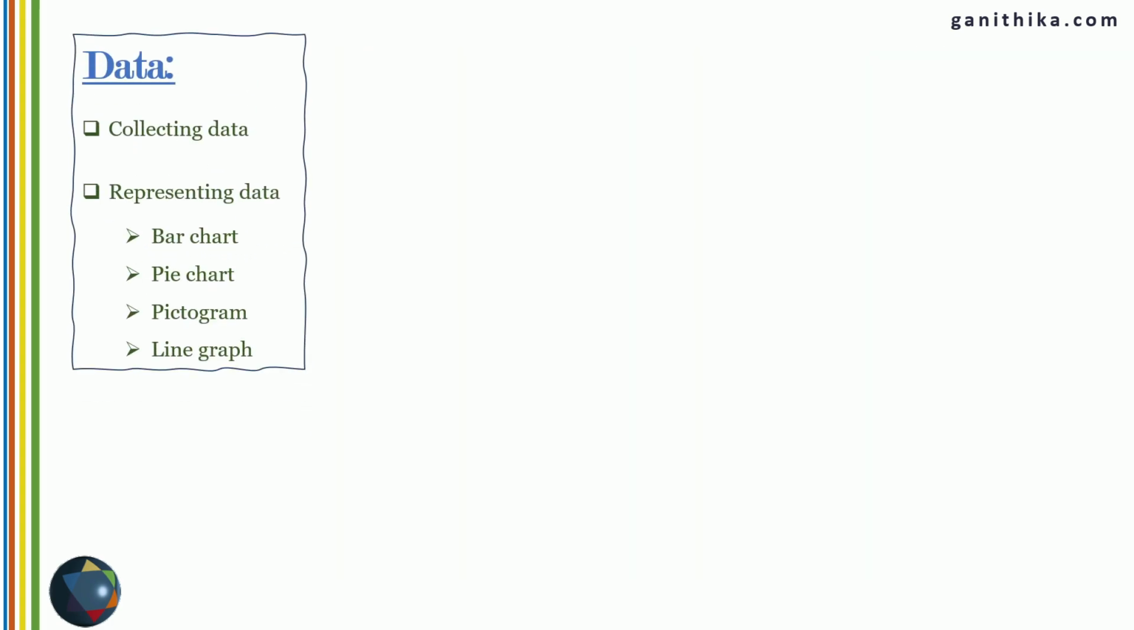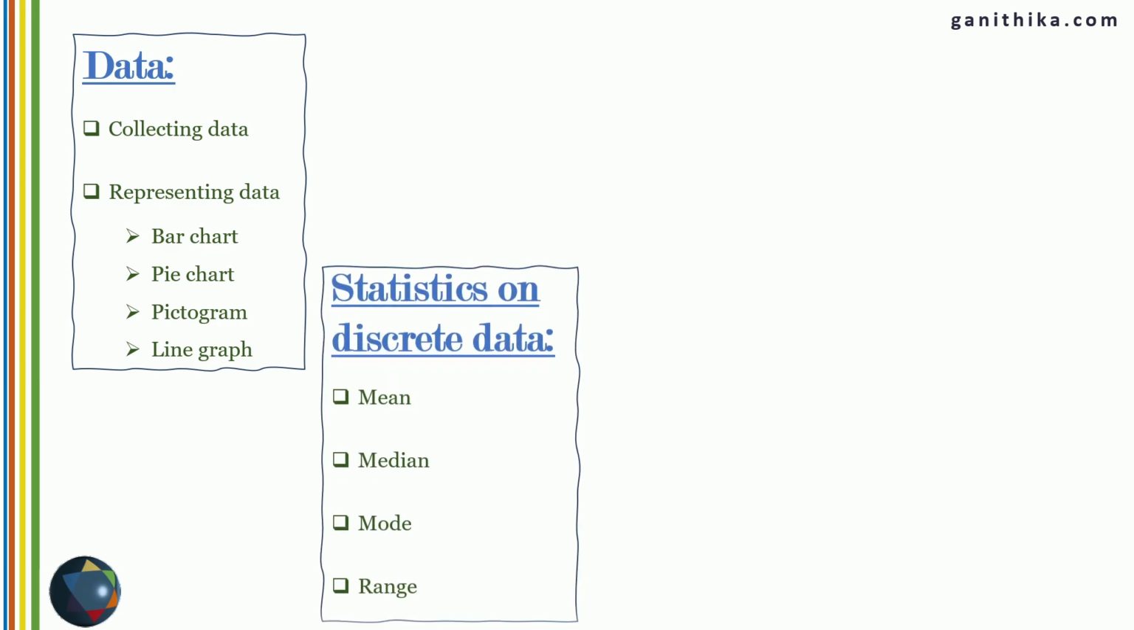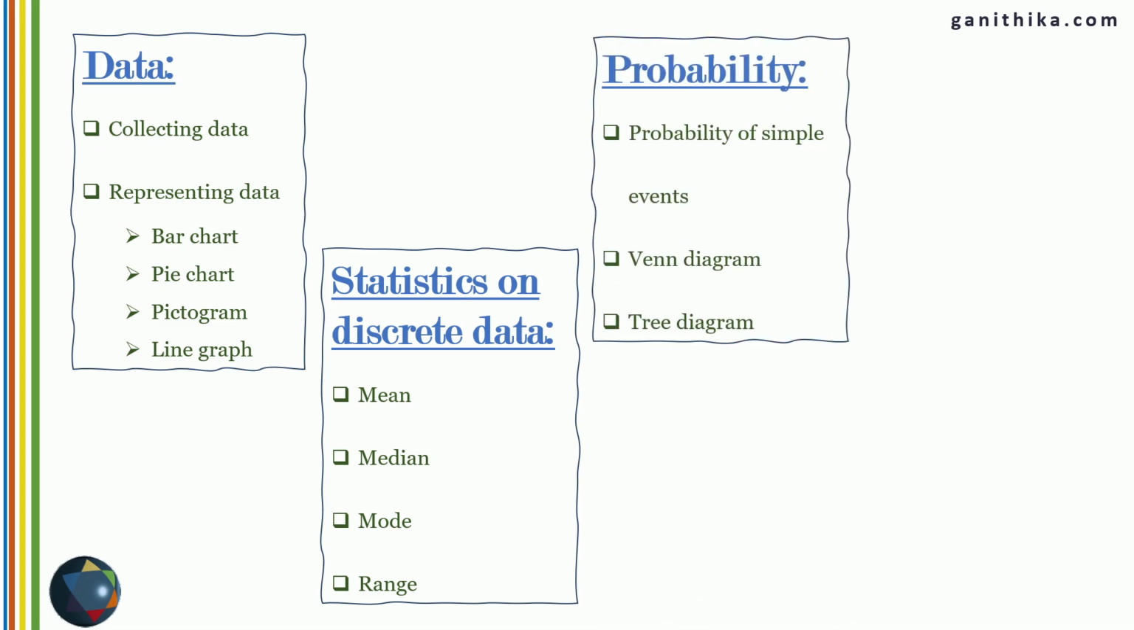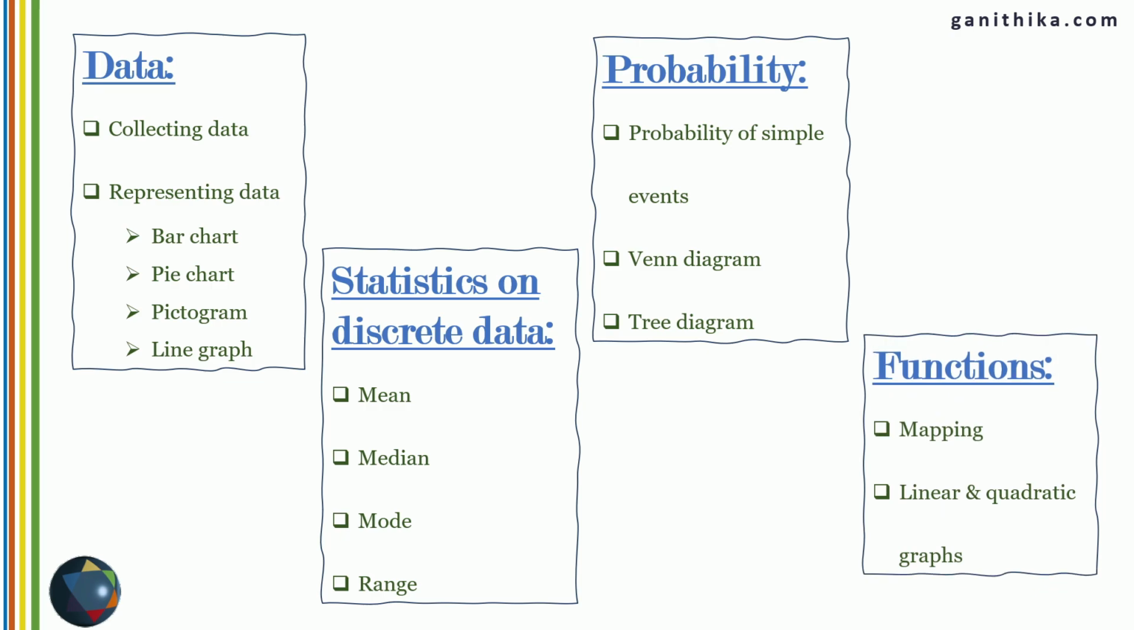So these are the things you have learned in this video: collecting data, representing the data in 4 different forms, mean, median, mode and range, probability of simple events, Venn diagram, tree diagram for probability, and functions, mapping, linear, quadratic graphs. I hope you enjoyed watching my videos under this playlist.